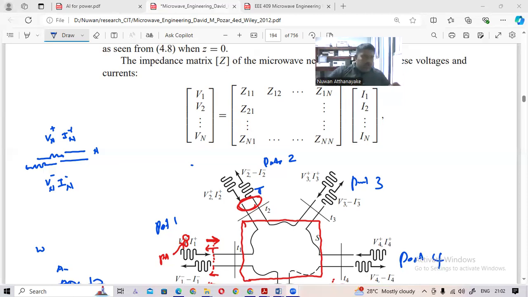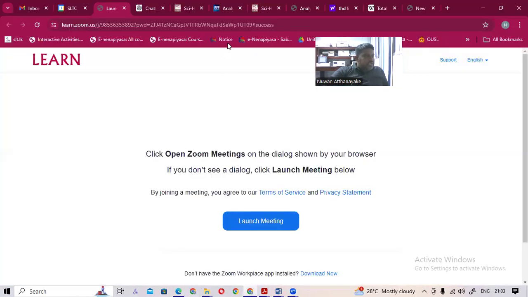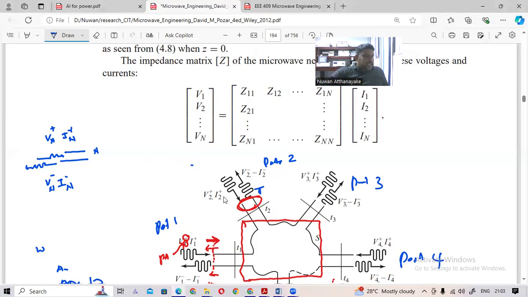So this port is related with the connector. Actually, that connector is nothing but the transmission line. That connector is a transmission line. This is also a transmission line.